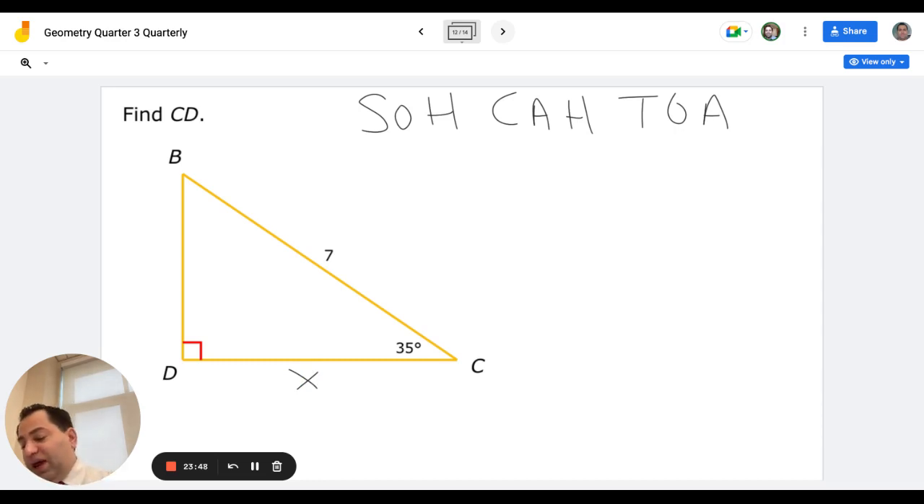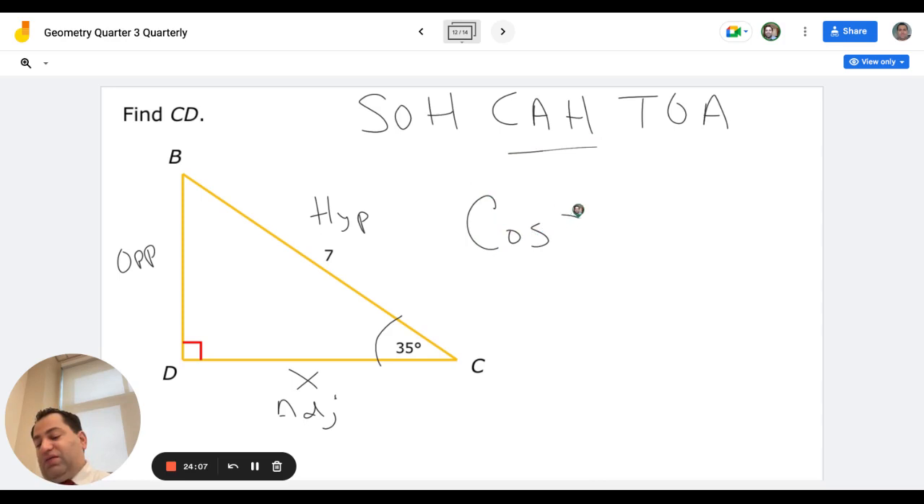And now we have to label our right triangle here. So we have the opposite side, we have the adjacent side, and we have our hypotenuse. So now looking here, I can see I have the hypotenuse. I'm trying to find adjacent. That's going to be cosine. So the cosine of 35 over 1 is equal to x over 7.